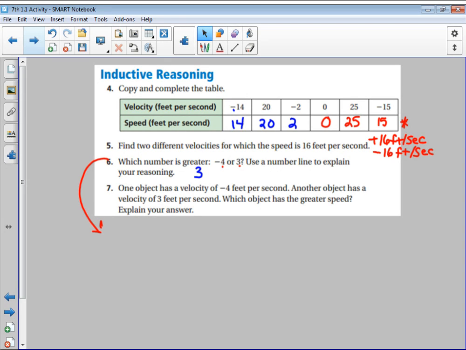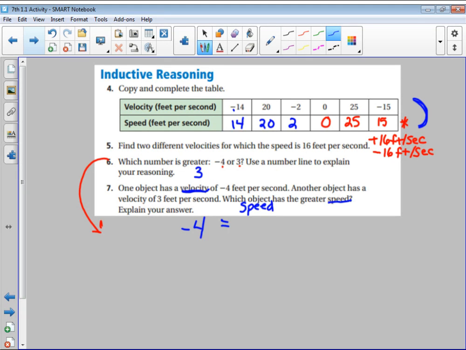Number 7 says one object has a velocity of -4 feet per second. Another object has a velocity of 3 feet per second. Which object has a greater speed? So in order to do this, guys, remember this is talking velocity. So it's giving us the direction. We just want the speed. So we're going to have to do what we did up here in our little table. We're going to find the speed of each of those. So -4 feet per second has a speed, and I'm sorry for writing over this, and then I spell it speed.